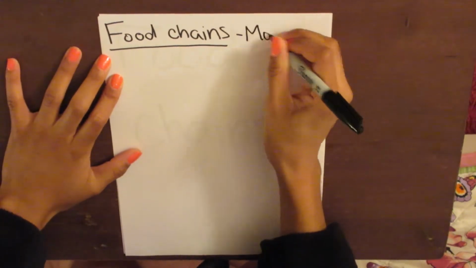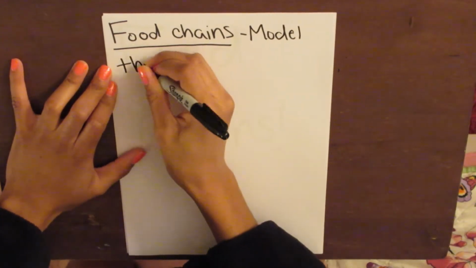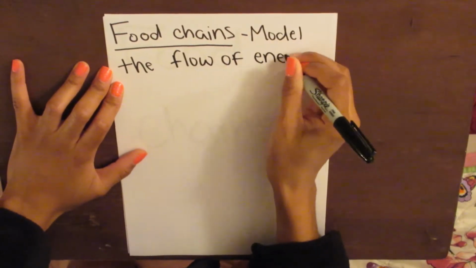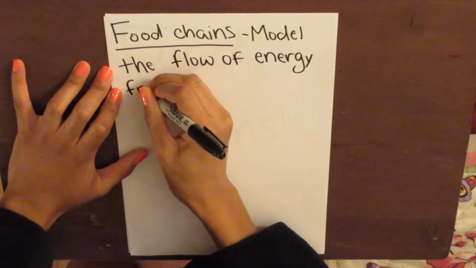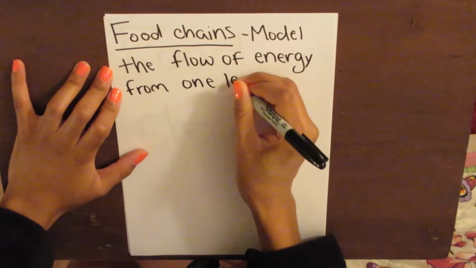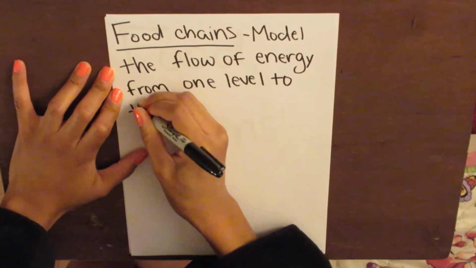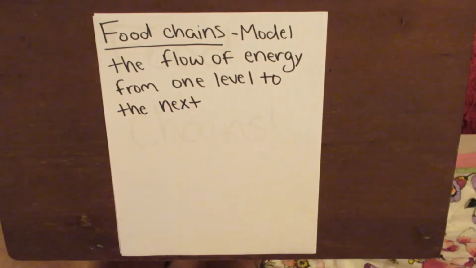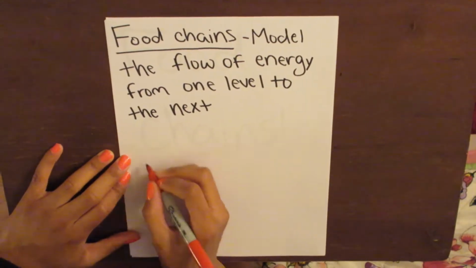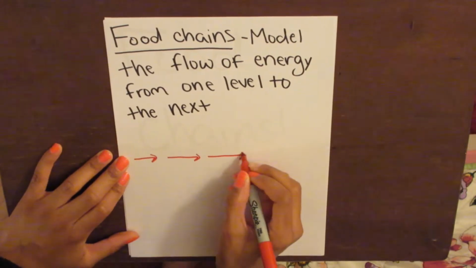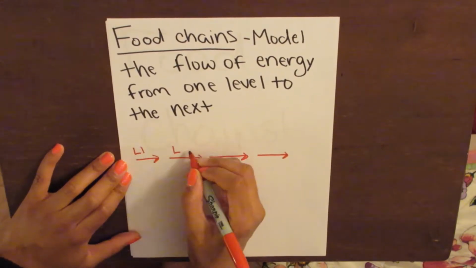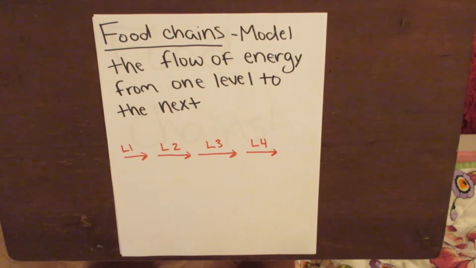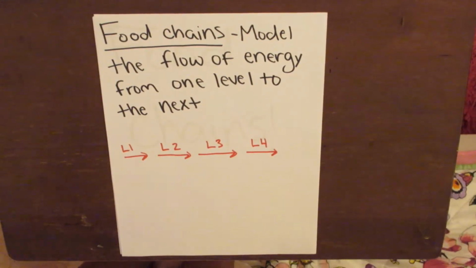So let's talk about food chains. What is a food chain? Food chains model the flow of energy from one level to the next when we're talking about organisms. They're showing us how energy is flowing amongst those organisms. When we're looking at food chains, they move in levels. Here I'm going to draw 4 arrows because we're really going to be looking at 4 main levels: level 1, level 2, level 3, and then level 4.